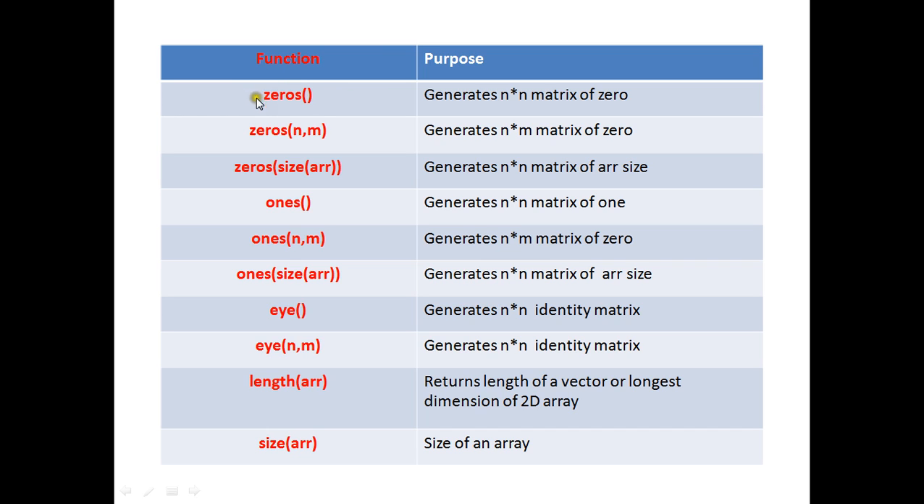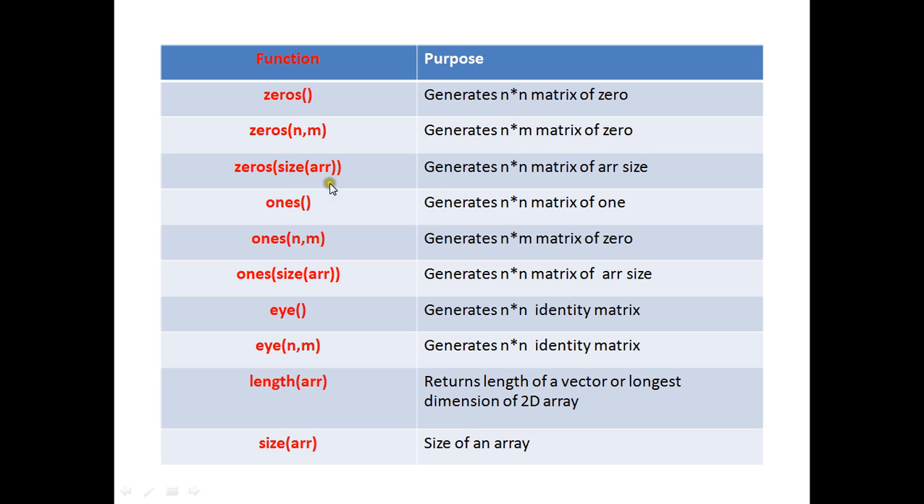Okay, this important function is zeros, generating an n by n matrix of zeros. So if we put, for example, 5, then we'll get 5 rows and 5 columns, and all the elements will be 0. If we put n equal to 4 and m equal to 5, then we'll have 4 rows and 5 columns, that means a 4 by 5 matrix of 0.